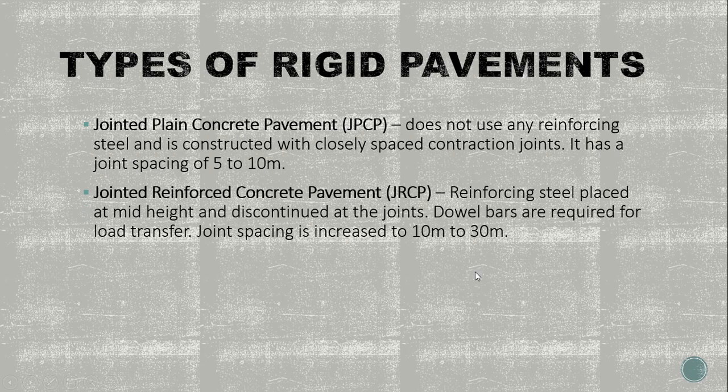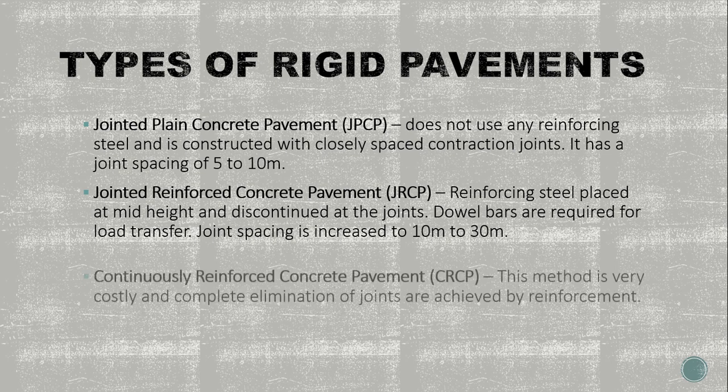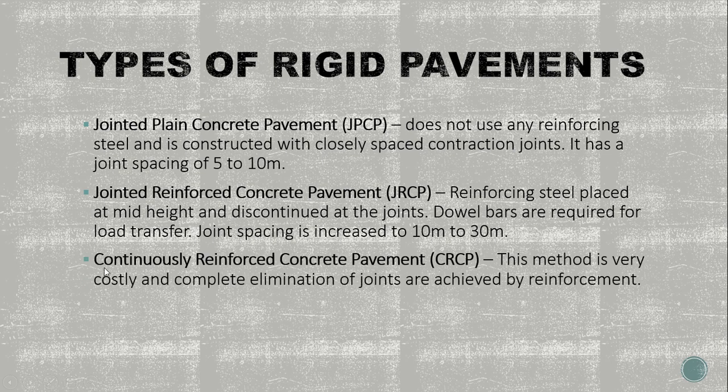Jointed reinforced concrete pavement or JRCP is where the reinforcing steel is placed at mid-height and discontinued at the joints. Dowel bars are required for load transfer. Joint spacing is increased to 10 meters to 30 meters. The third type is the continuously reinforced concrete pavement or CRCP. This method is very costly and complete elimination of joints is achieved by reinforcement.